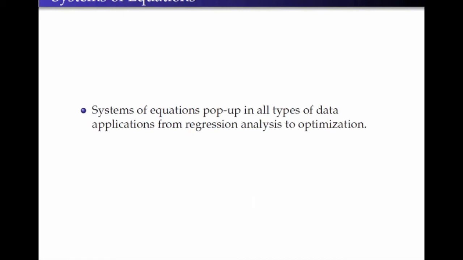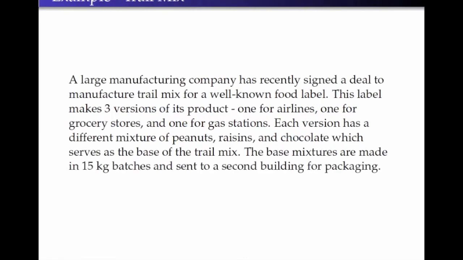And these systems pop up in all types of data applications, anywhere from regression analysis to optimization. So let's take a look at this. Just some very basic stuff. So here we're dealing with a manufacturing company that makes trail mix. And they make 3 versions of their product. One for airlines. It's not a particularly good kind, as we've all been on airplanes. One for grocery stores, and one for gas stations. And so each of these versions has a different mixture of peanuts, raisins, and chocolate, and they serve as the base of the trail mix. And the base mixtures are made in 15-kilogram batches, and they're sent to a second building for packaging.